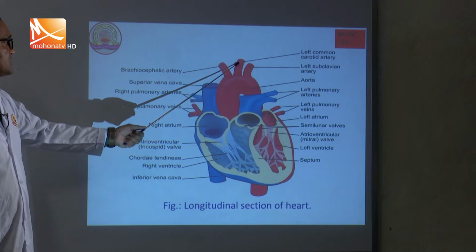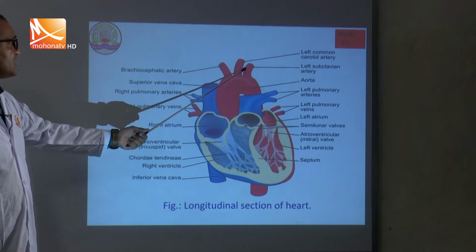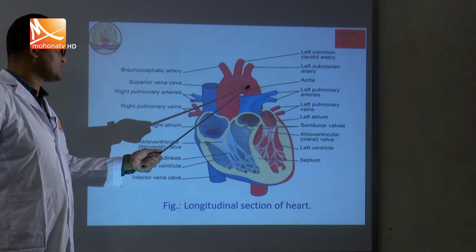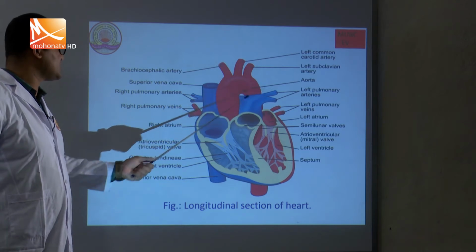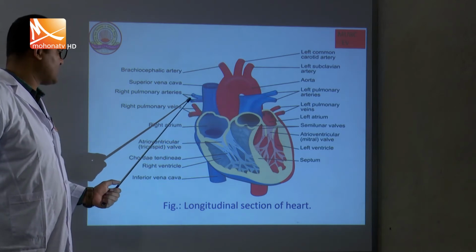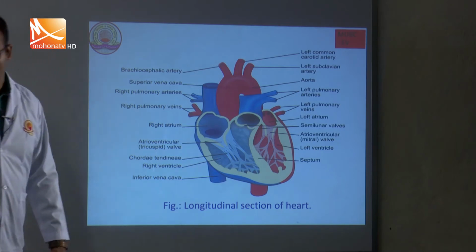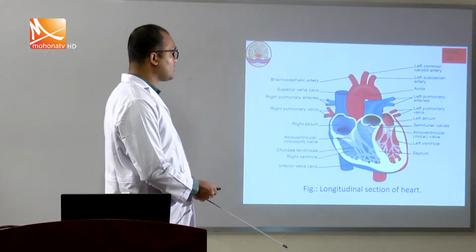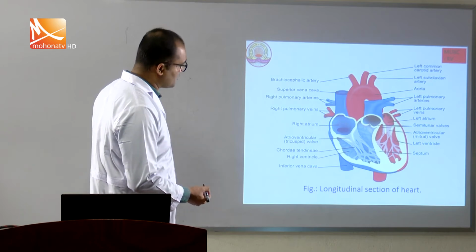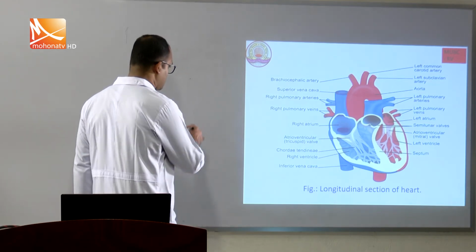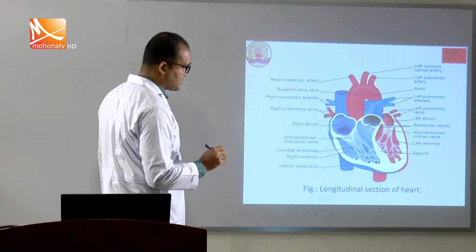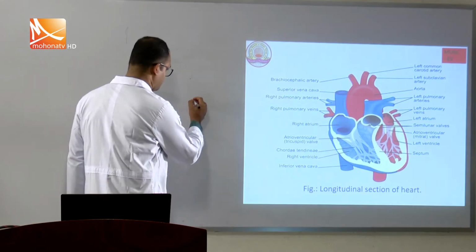There is the brachiocephalic artery, the left common carotid artery, the left subclavian artery, and the aorta. And there are the left pulmonary arteries and the right pulmonary arteries. So how do we draw a labeled diagram of the human heart, in only the longitudinal section, that means the internal structure?